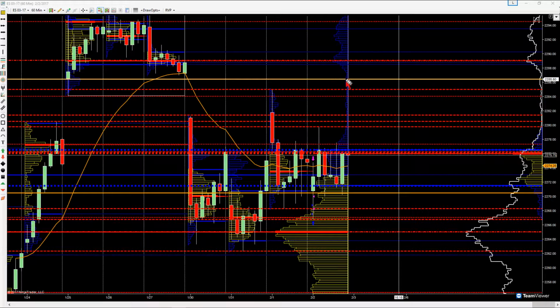Expectation number two is going to be a drive right off the open, test this microcomposite VPOC, fail, pull down, and we're going to be very careful to see what happens at this overnight high, whatever that number actually is at the time we open. And if we fail there, then we're going to look to see if we can close the gap towards yesterday's high right here. That's going to be expectation number two.